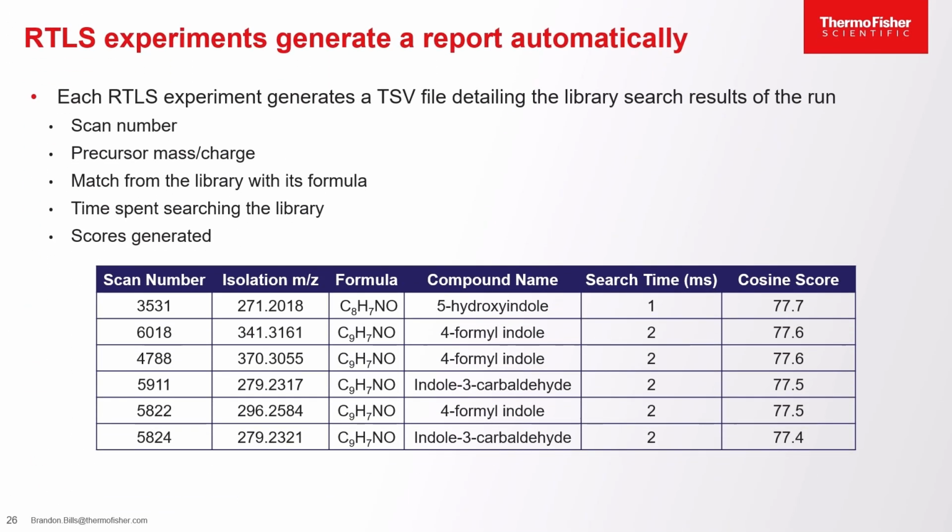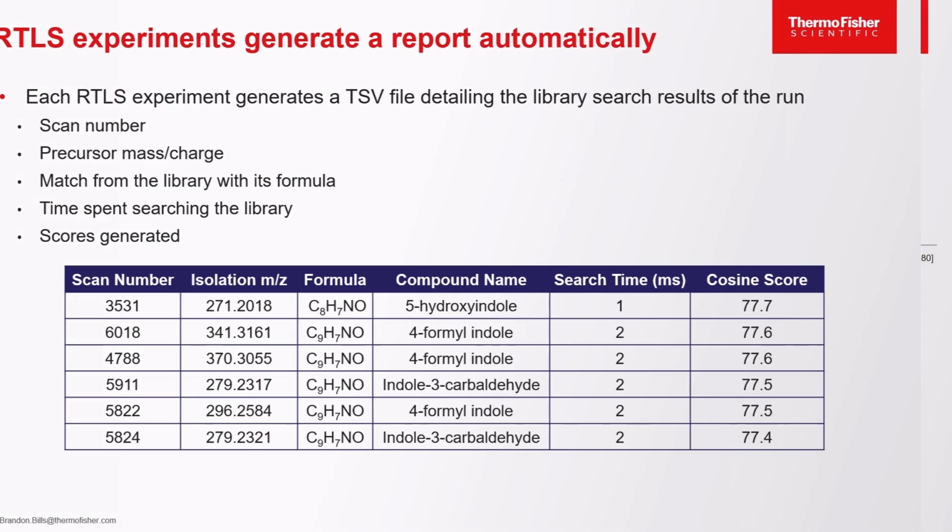Now, the first thing you get whenever you run experiments with real-time library search is a spreadsheet of the results from real-time library search. This is a TSV file that comes out in the same directory as the raw file. This gives you a list of scan numbers, what precursor mass-to-charge was analyzed, what the top match from the library was, along with its formula, the time it spent to generate that score, as well as a list of the scores that were generated. So before you even get to your data processing software, you already have a spreadsheet with a lot of your results already listed.